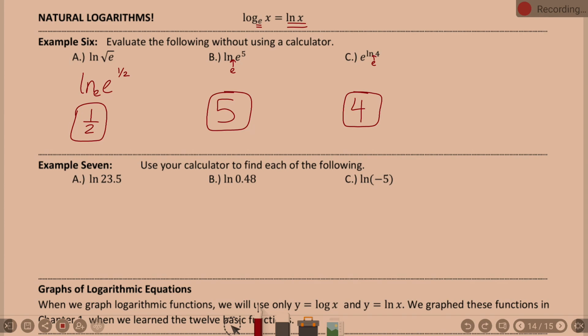Now, calculator. What do you do on the calculator now? You find a different button, don't you? It's usually right near your log button, right below. Now, what kind of answer do you expect to get on the first one? Positive, negative, or no solution? Positive, because we're doing the log of a number bigger than 1. What do you get? Approximately 3.157. What about the natural log of 0.48?